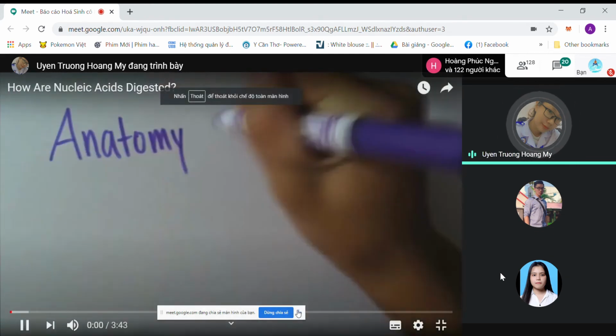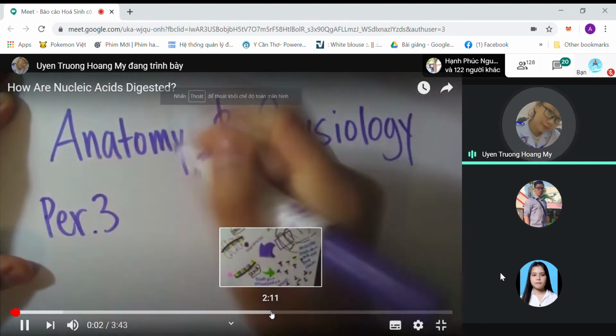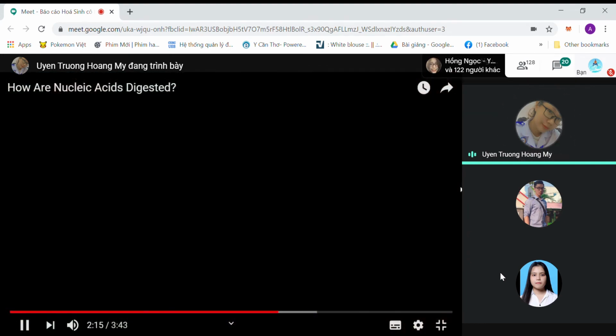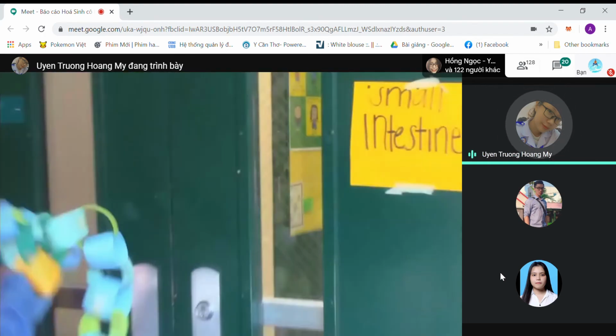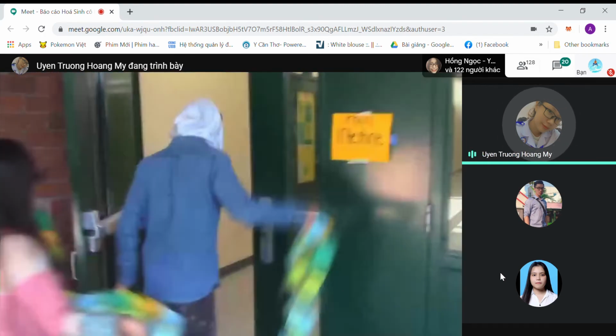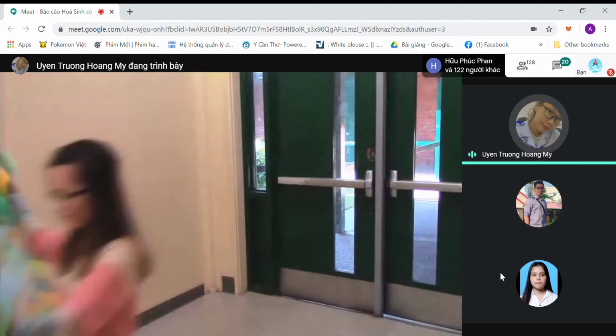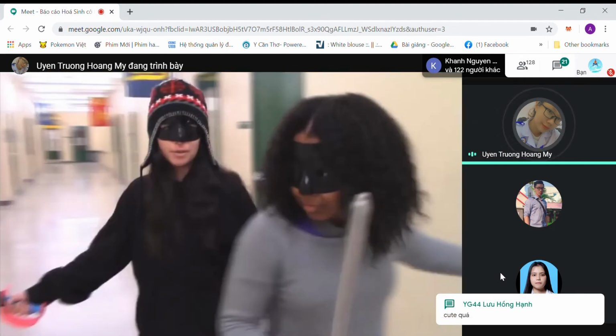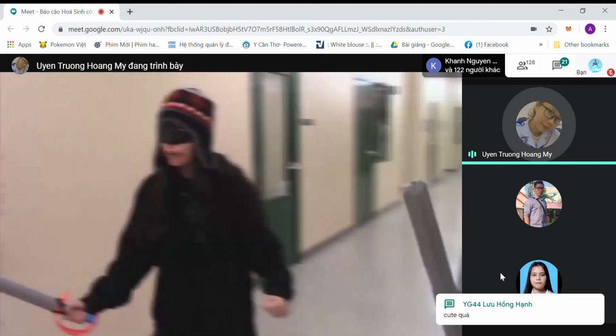In today's anatomy and physiology lesson, we will be talking about how nucleases happen. Enjoy. My DNA and RNA sensitivity.